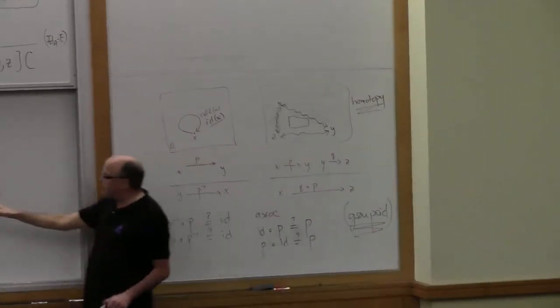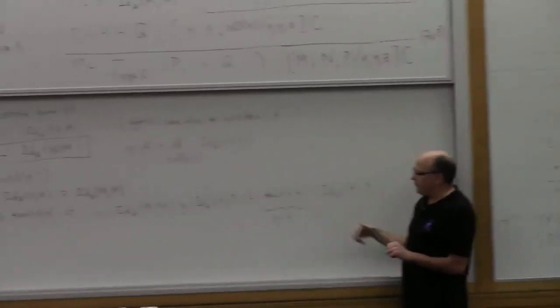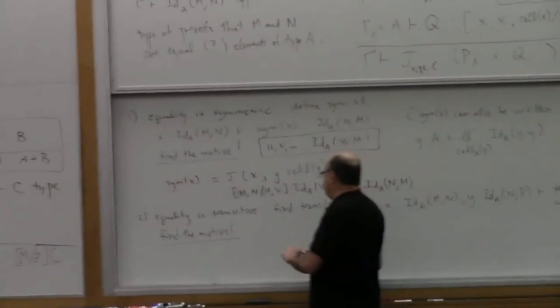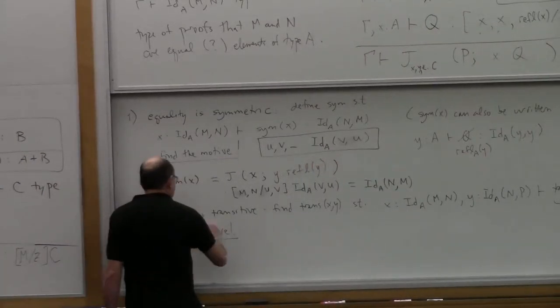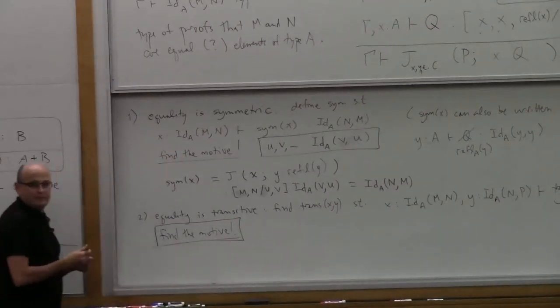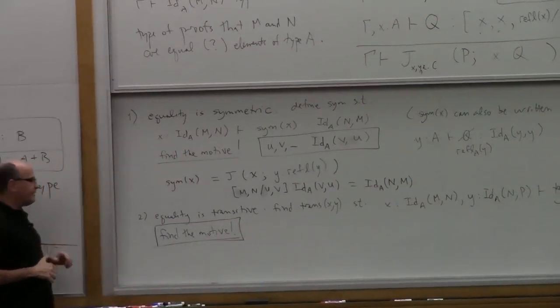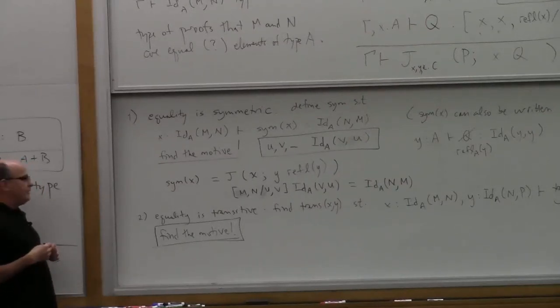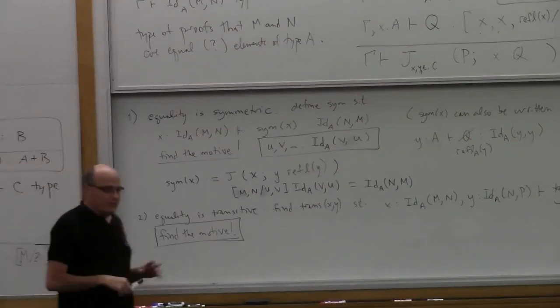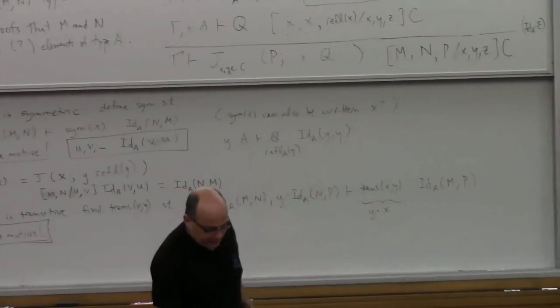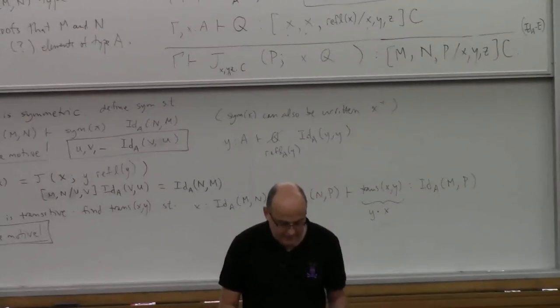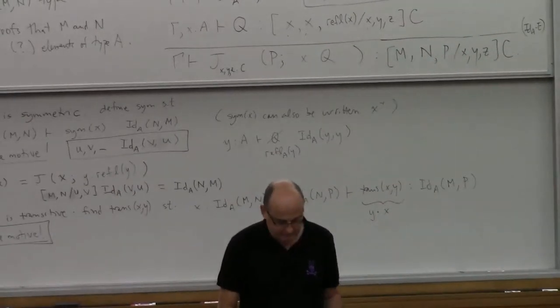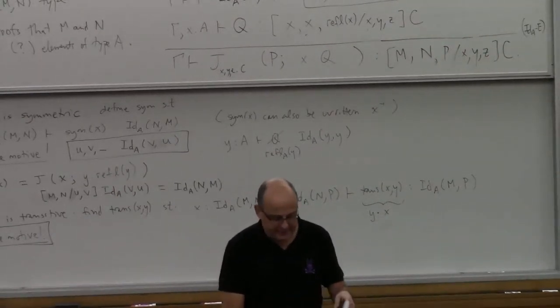So the reason I say it is by way of getting you motivated, okay? So see if you can figure out how to define transitivity. It's not easy, okay? But the hint is find the motive, okay? If you can find the right motive, then you'll be off to the races. Okay, so I'm going to talk a lot more about these issues of equality in my next lecture, and we'll come back to some of this. Okay, so I hope that whets your appetite.